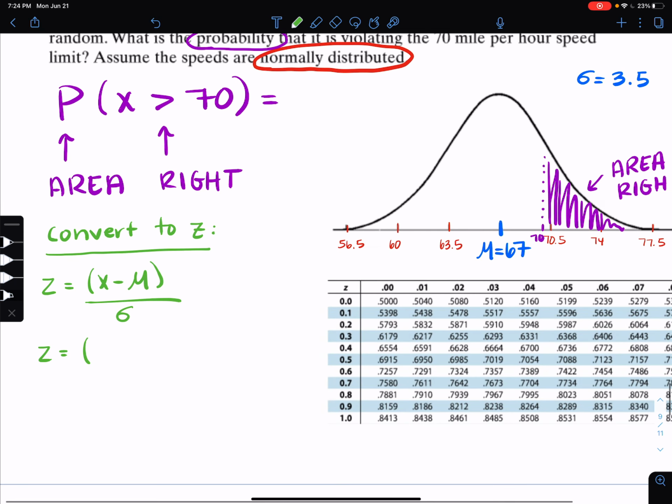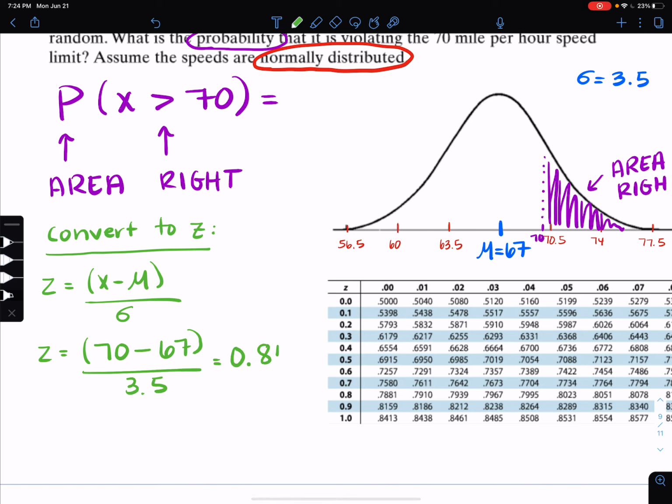Okay, so x is the value that I'm looking at. All right, I want to look at a speed of 70 miles per hour. I'm going to subtract the mean, that was 67, and I'm going to divide by the standard deviation, which was 3.5. All right, now when you calculate a z-score, many times you're going to have to round. You do need to round it to 2 decimal places so that you can take it to your table. Normal rounding rules. I just put this in my calculator, rounded it to 2 decimal places, and that gave me a z-score of 0.86.